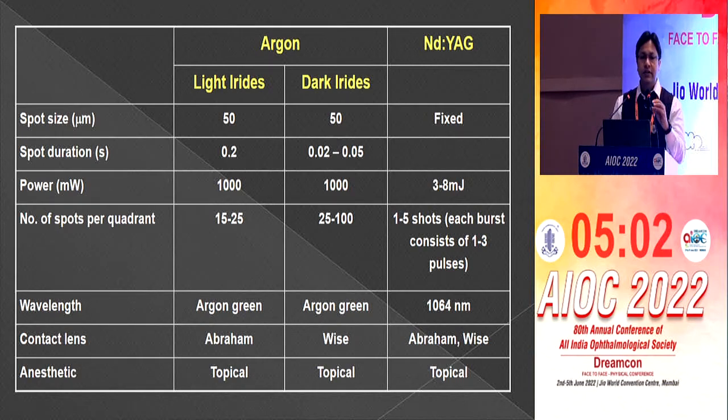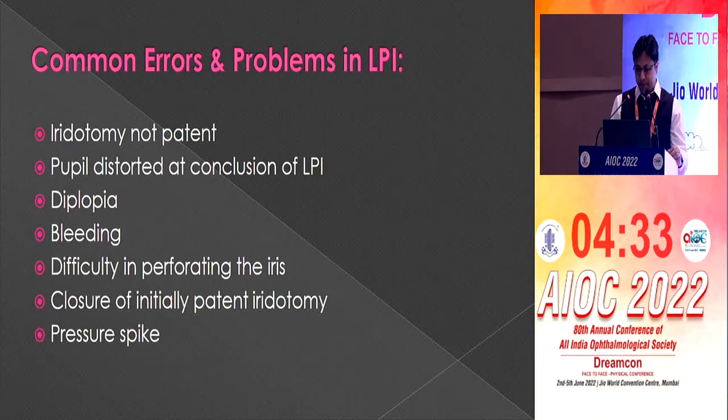I just put this slide here for someone who is practicing, or for the residents. They mostly ask these questions: what are the different parameters used in the argon laser and the Nd:YAG laser? Because in laser, parameters are much more important. Before doing it, you must know how your machine behaves and what parameters to set to make it more effective and comfortable. And these are the common problems or errors that occur during the LPI.